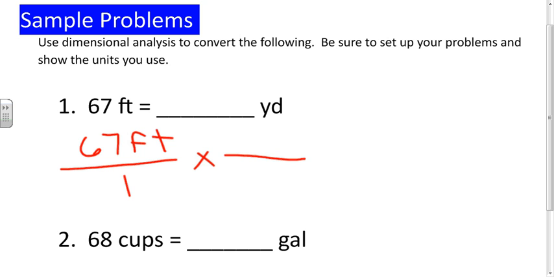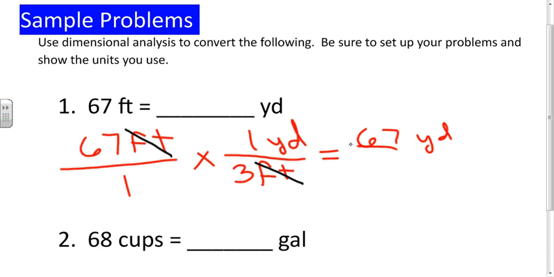So the way I want to set this up is I want to put feet in my denominator. So 3 feet make up 1 yard. The reason I'm putting feet in the denominator is that when I multiply, these units will cancel each other out, right? Because feet in the numerator will cancel out with feet in the denominator, leaving me with yards. So I just multiply straight across. 67 times 1, 67 yards. 1 times 3 is 3. 67 over 3, 22 and 1/3 yards.